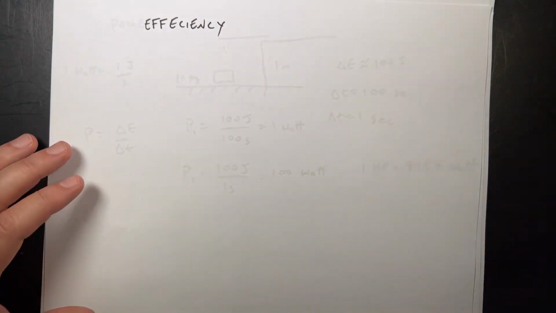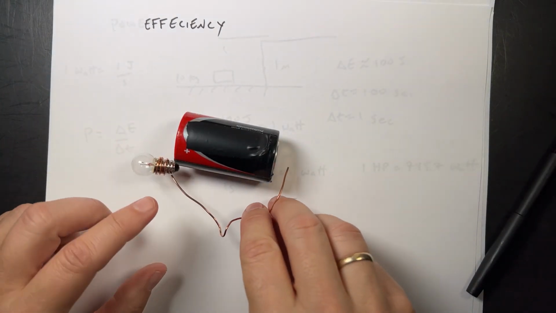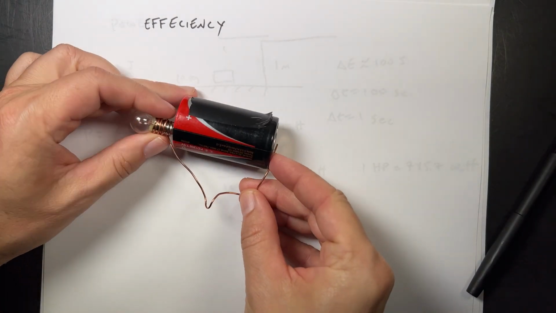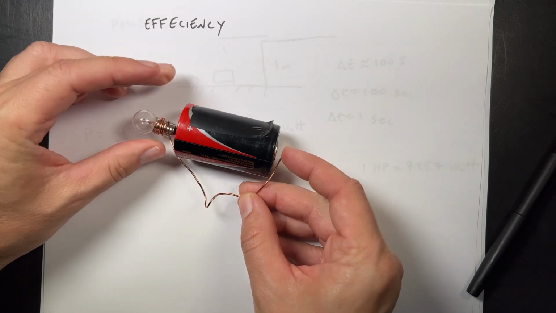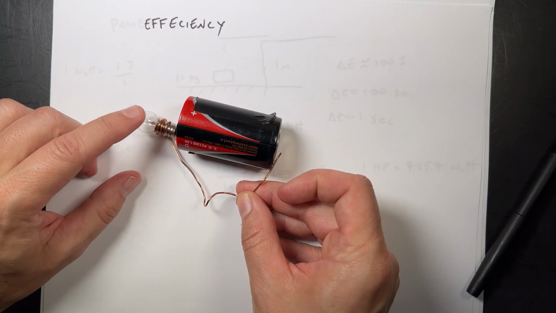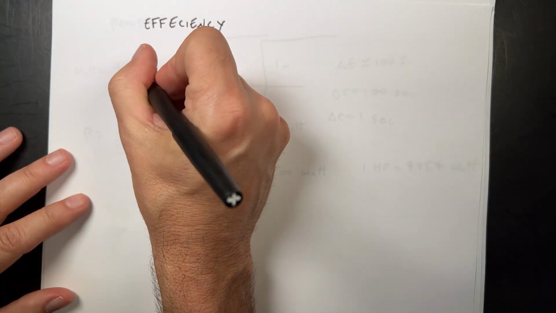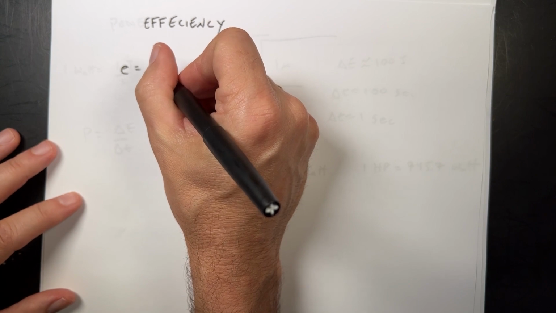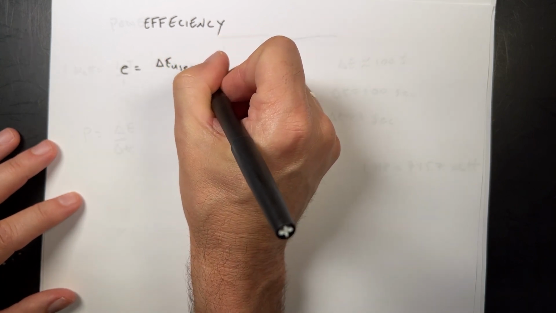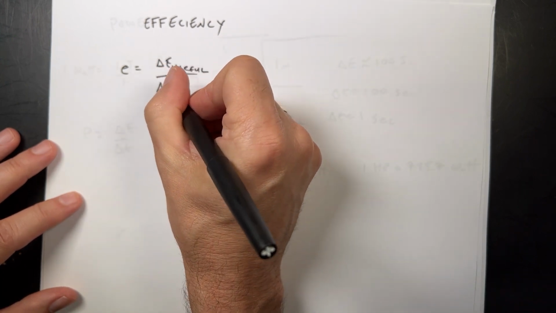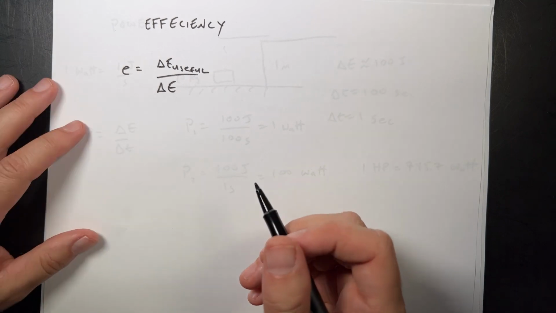So a lot of times, going back to this, I have my light bulb. And so there's energy coming out of the battery. I have a decrease in energy of the battery, and then I have light energy produced by this. We define efficiency, E, as the change in energy that's useful divided by the change in energy. That's one way to do it. You can do it with power too if it takes the same amount of time.